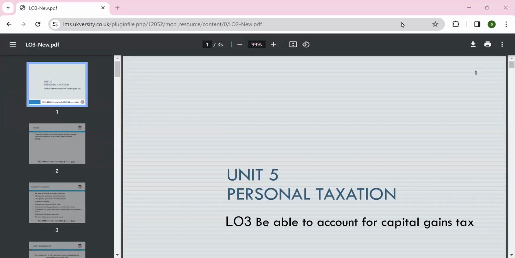Okay, welcome everyone. We'll start our lesson 3. Today's lesson will go through LO3, which is main learning outcome 3. As you know me, my name is Anjum Sattar, and today's lesson will be our discussion about LO3, which is to be able to account for capital gain tax.